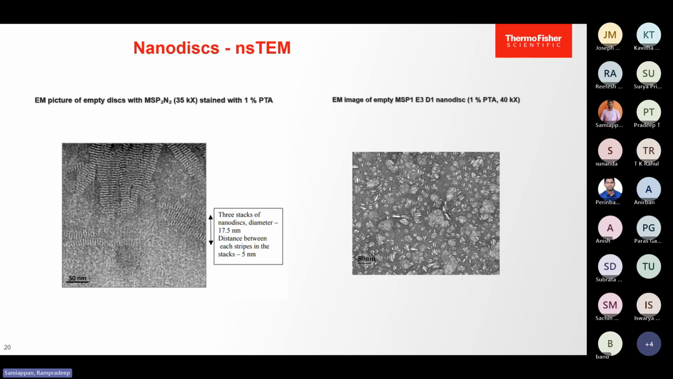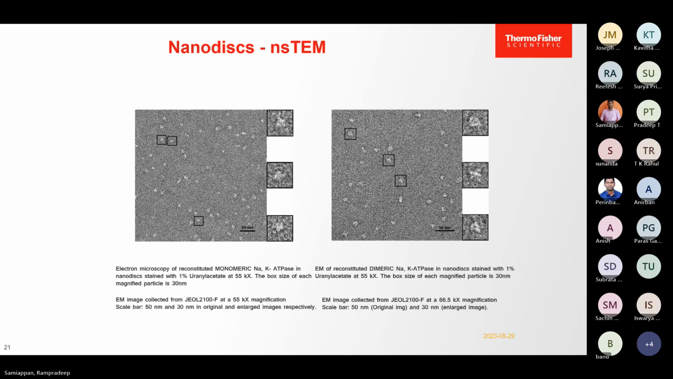So what you are seeing is a negative chain of empty nanodiscs of different sizes, and approximately it is 17 nanometer in size. And these are the side view of the discs. And with the help of uranyl acetate, you can see the top view as well very clearly. So this is the reference example from uranyl acetate. And I also tried uranyl formate, but it didn't work well. But with uranyl acetate, you can see the particle features very clearly.